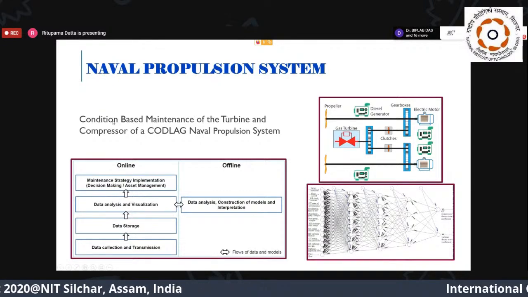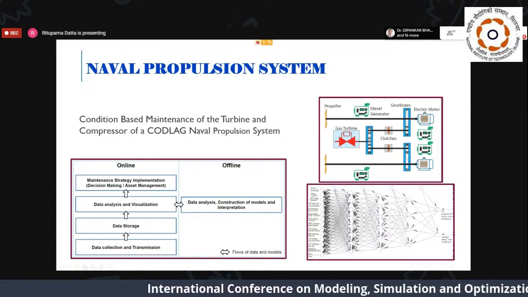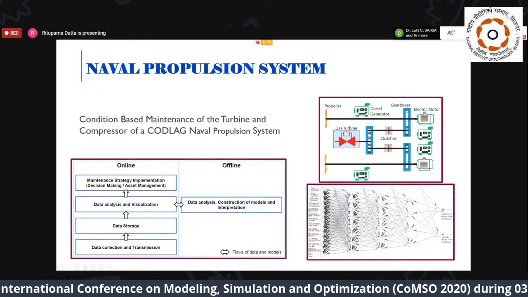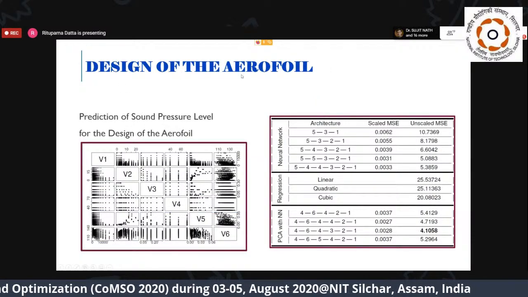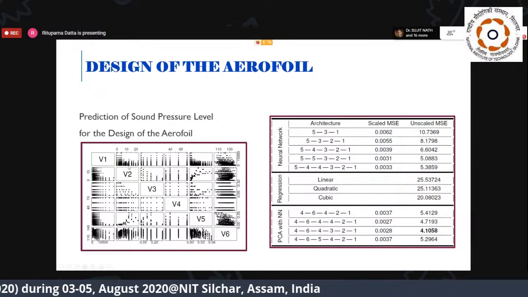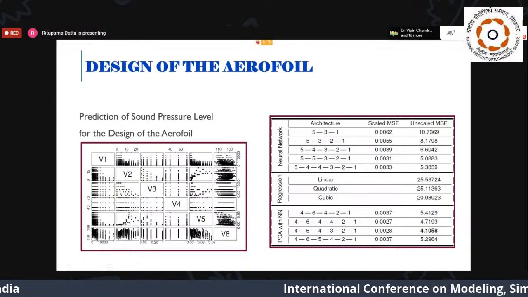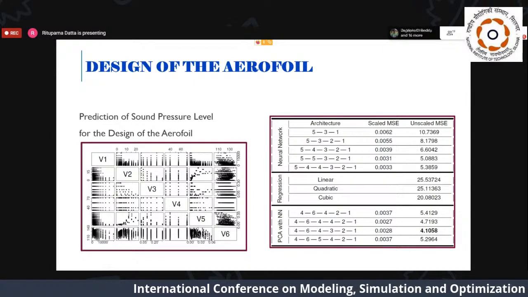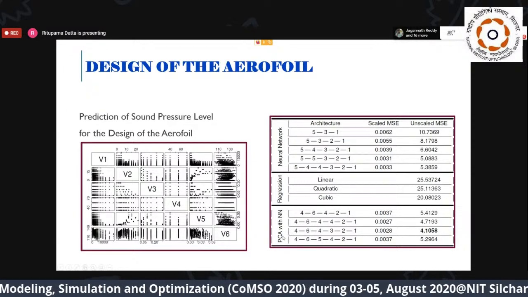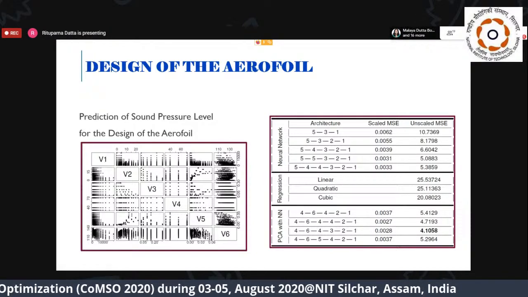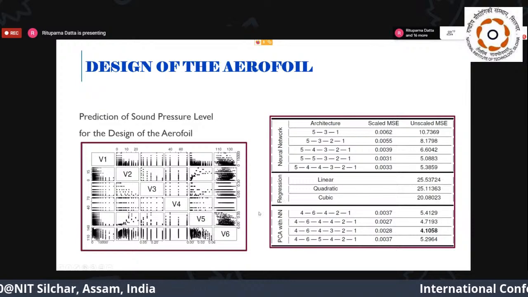And then another of our works is on a naval propulsion system. Here we are interested in condition-based maintenance, and we use a neural network combined with principal component analysis. And then we have also worked on the design of an airfoil, in which we used a neural network along with PCA regression and only a neural network. And we have shown that PCA is capable of getting rid of redundant information, so PCA with neural network performed the best.